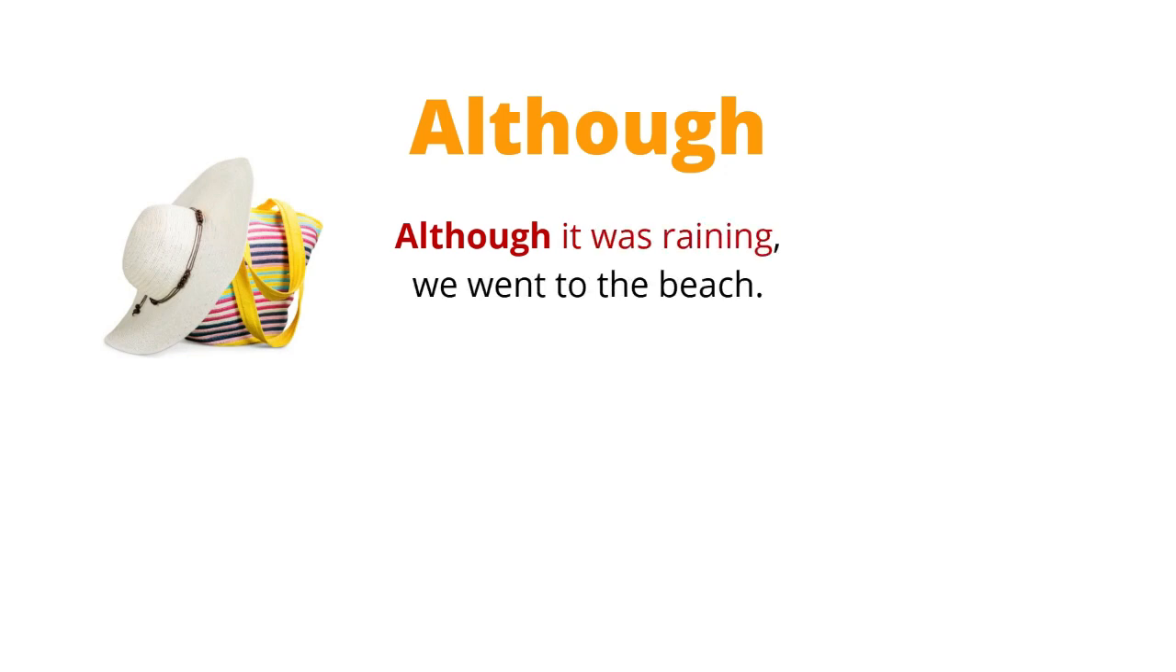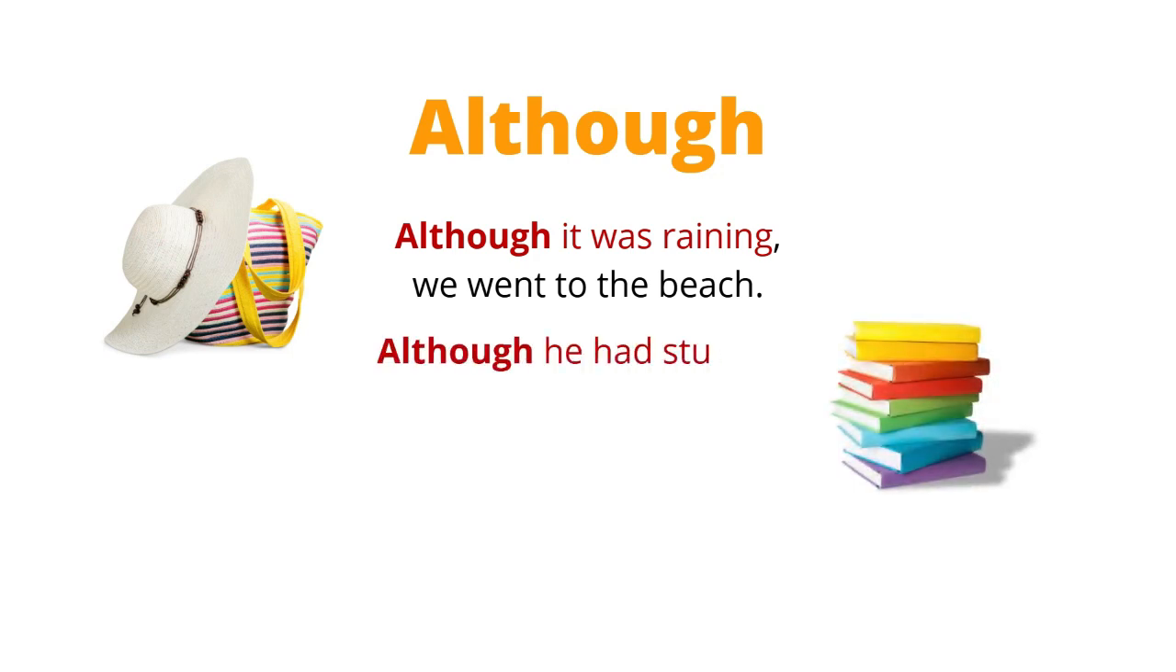Although it was raining, we went to the beach. Here's another example. Although he had studied, John still failed the exam. These are the two stories that we'll be working with to look at the different structures that follow these kind of words. So you'll see with although we have a phrase like it was raining.